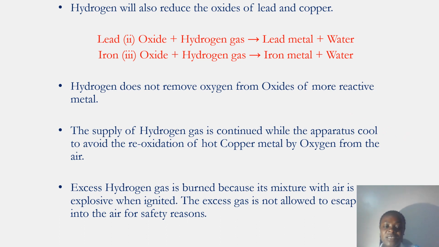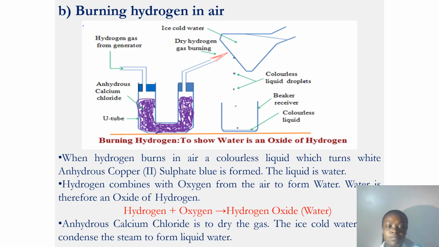It is not allowed to escape into the air for safety reasons. So that was the experiment to prove that hydrogen gas is a reducing agent. Property number 2, that is burning of hydrogen in air. So what happens when we burn hydrogen in air?